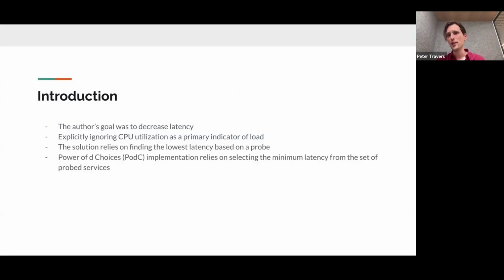It basically requires that the server have instrumented and implemented a library that will track the number of open active RPCs on that node, and then also the latency being experienced on that server. So there's these two factors.